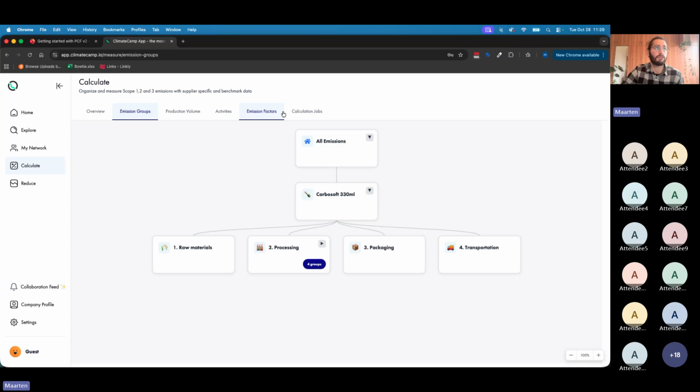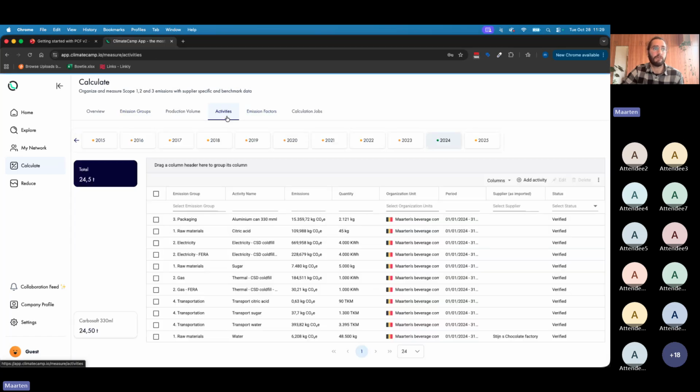After you have set up the emission groups, you go towards activity calculation. Now, I've already done the activity calculation.